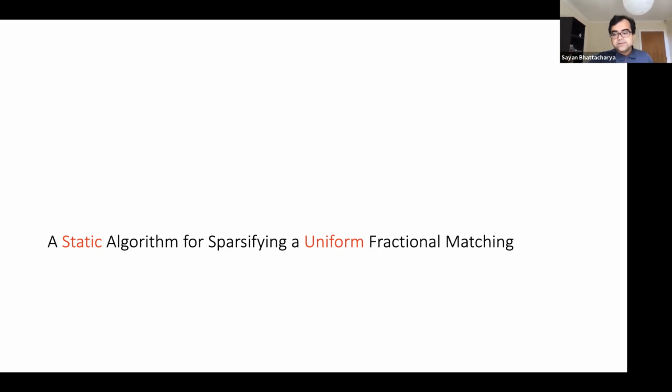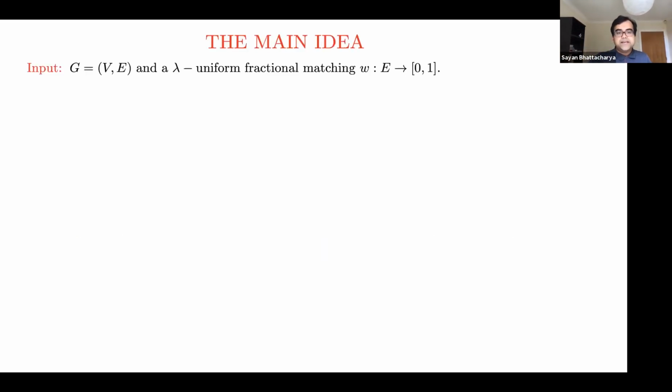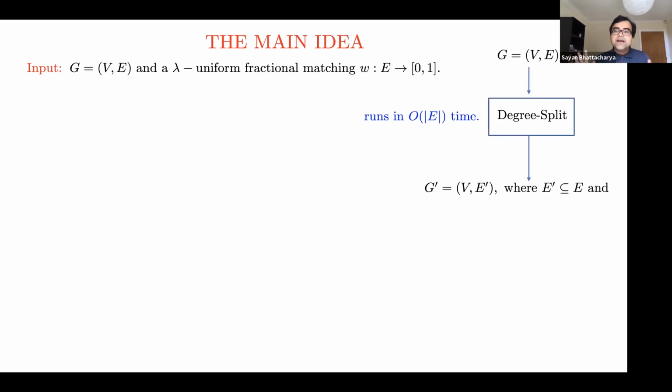So what is the static algorithm? And here is the main idea. The main idea is a degree split subroutine. So it takes as input this graph G. It runs in linear time in the number of edges in the graph, and it outputs a subgraph G prime, which has the following property. Every node in this subgraph has its degree halved. So for every node V, its degree in G prime is very close to its degree in the original graph divided by 2. That's why we call it the degree split subroutine.